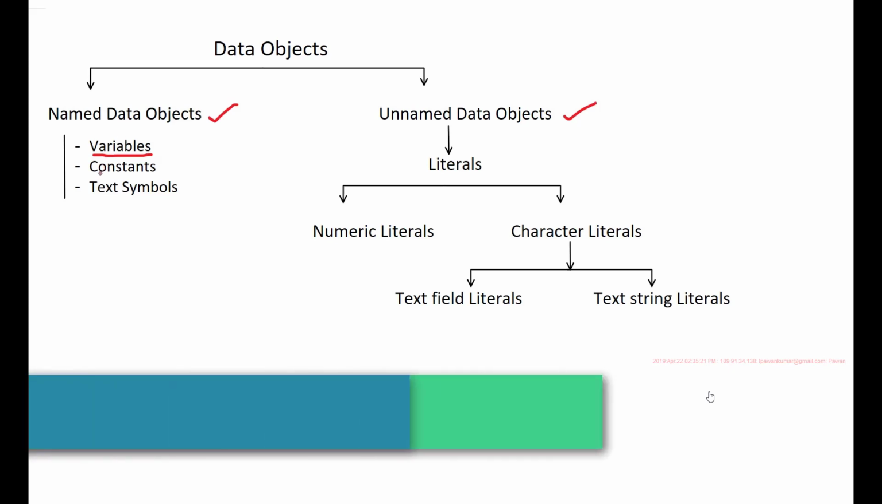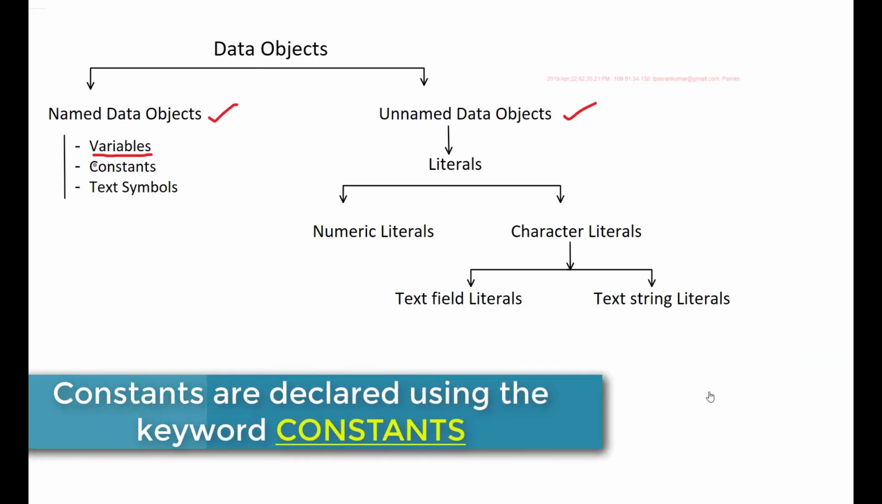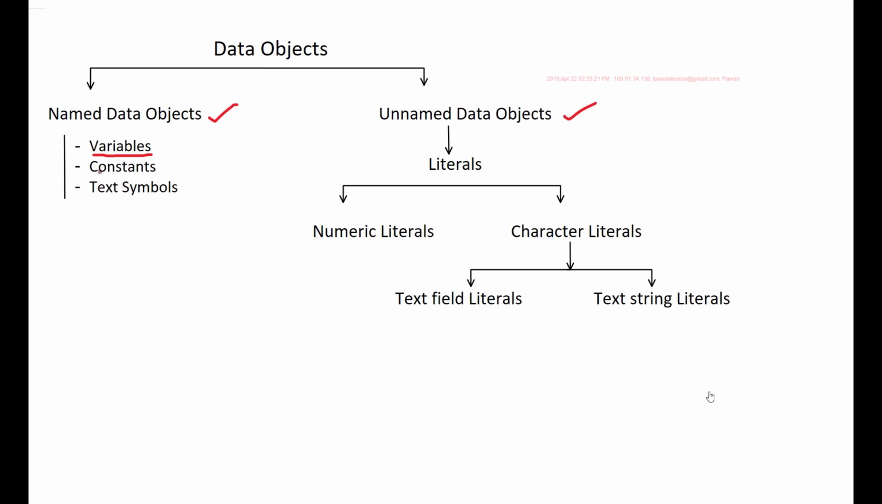Constants are again named data objects. You give them a name while defining them. They are defined using the constants keyword, and once you store some value in that memory, you cannot change that value. So they can just have one constant value throughout the runtime of the program. Whereas variables can have different values at different times during the runtime of the program.